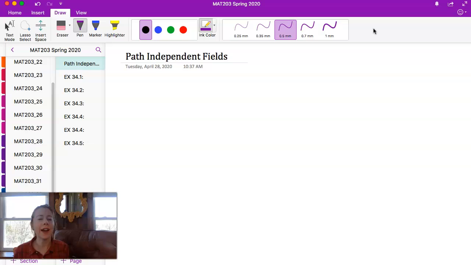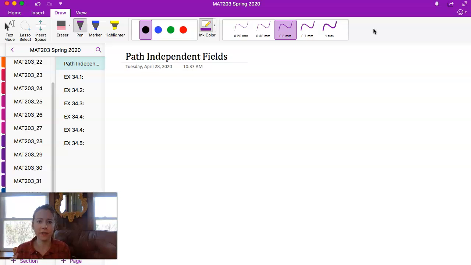You're almost there. We're heading into the final stretch of the course. And so for the rest of the semester, we're going to be learning about path dependence, and we're going to wrap everything up with Green's theorem in a couple lectures. So we're going to start by discussing path independent fields and, in specific, gradient fields.